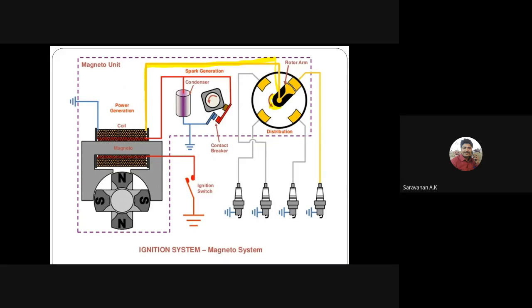So the high tension cable will be connected from the distributor, sorry, from the coil, right? Then the primary will be connected to the circuit breaker and the condenser, right? And these parts are all the same. Only the difference is the coil, right?